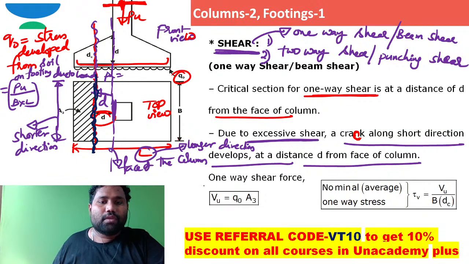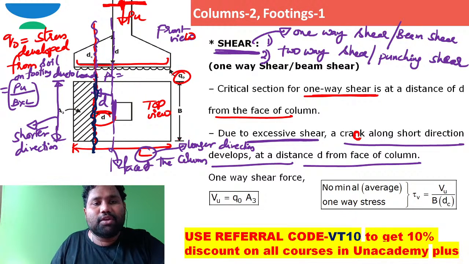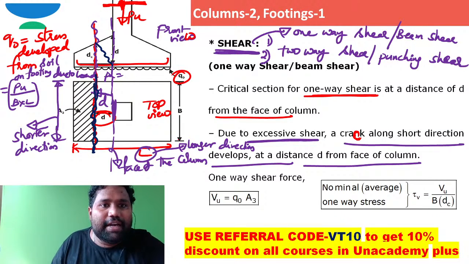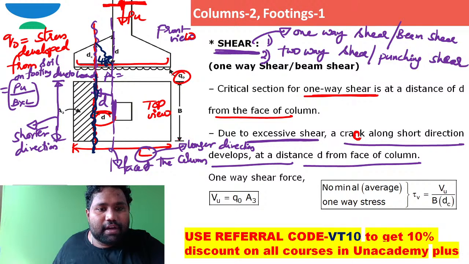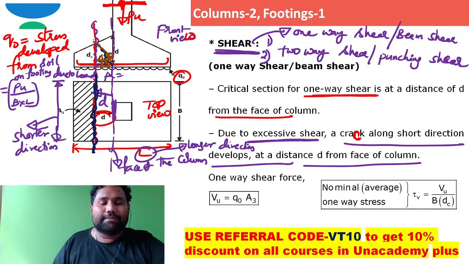Now people will ask, sir, why always at a distance of d? The crack of shear will happen at an angle of 45 degrees. If the crack originates here, it will propagate at an angle of 45 degrees. It is already d, so in such a case the angle is 45 degrees. This is how the crack will get developed.